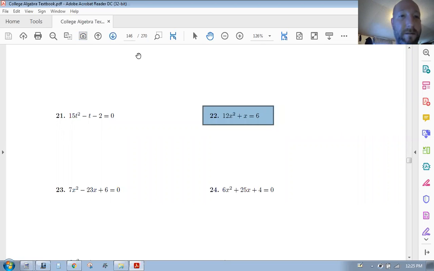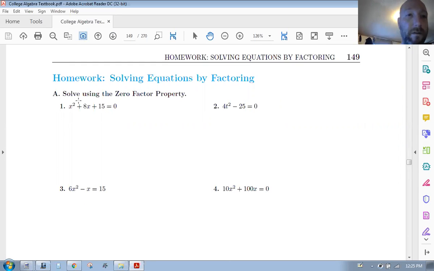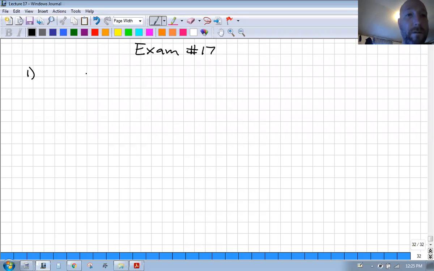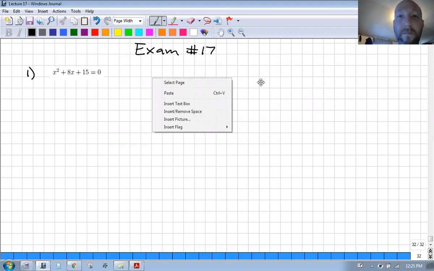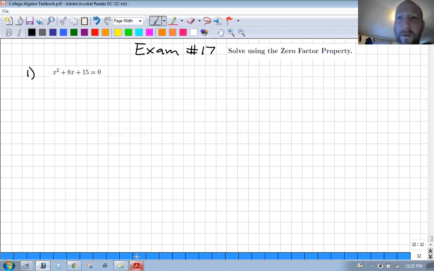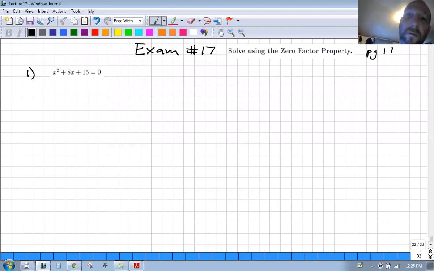Let's see. So from page 149, let's just do number 1 and 2. Solve using the zero factor property. Page 149. I want to do this one. Number 2.